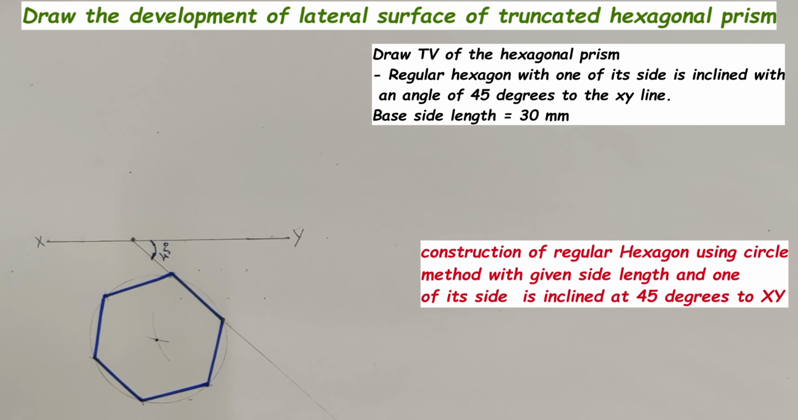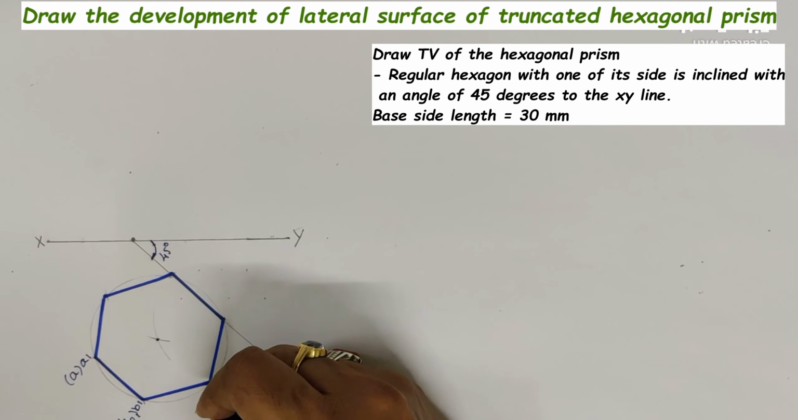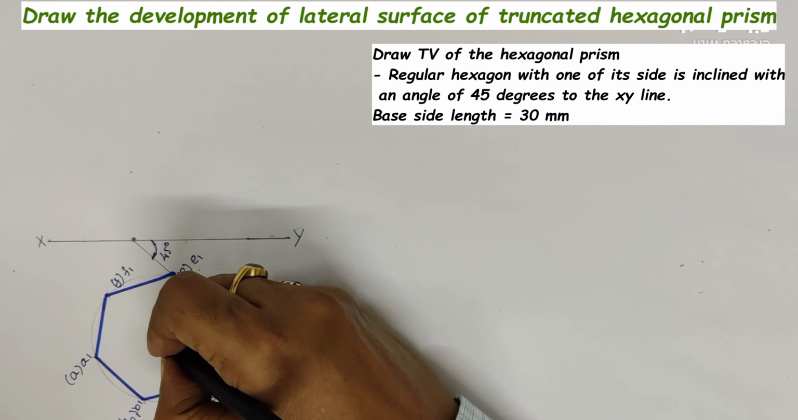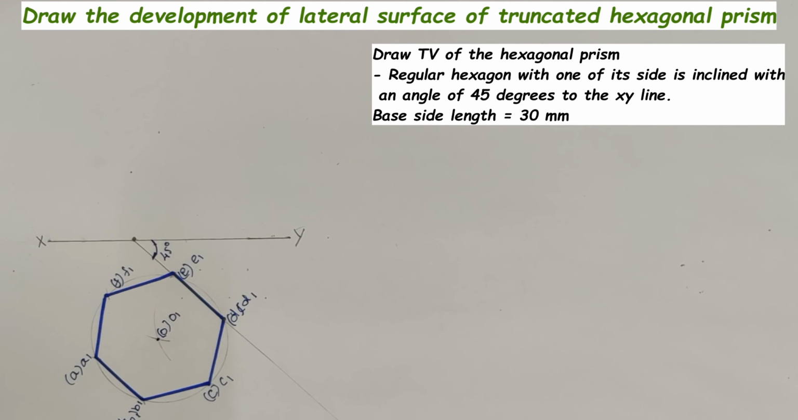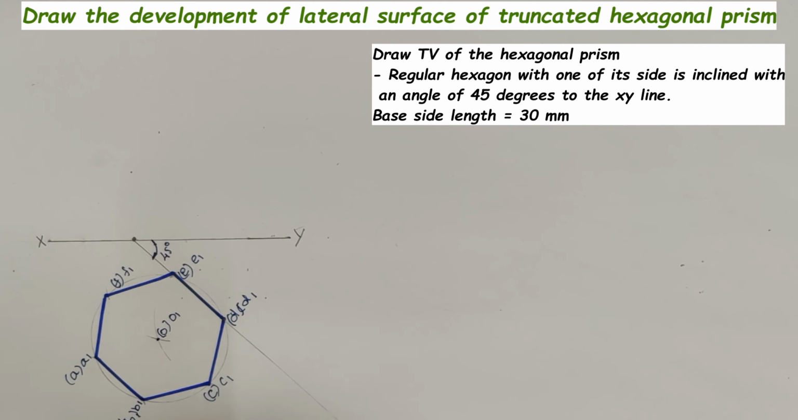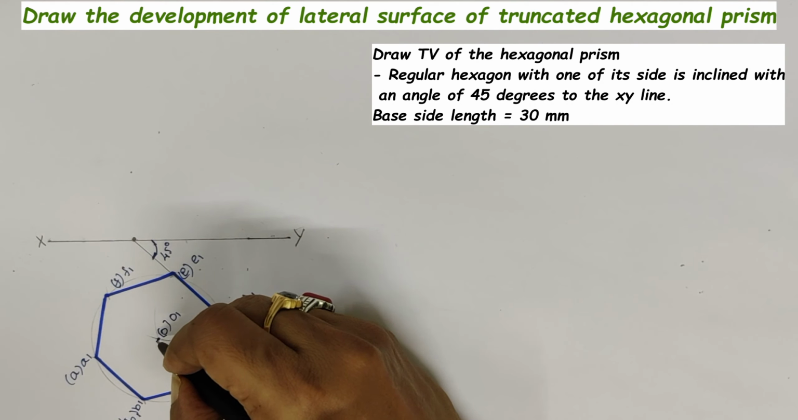After that, name the corner points of the hexagonal prism's bottom base as well as top base. Here, A, B, C, D, E and F are the bottom base corner points of a hexagonal prism. A1, B1, C1, D1, E1 and F1 are the top base corner points of a hexagonal prism, and O and O1 is the image of the axis in top view.